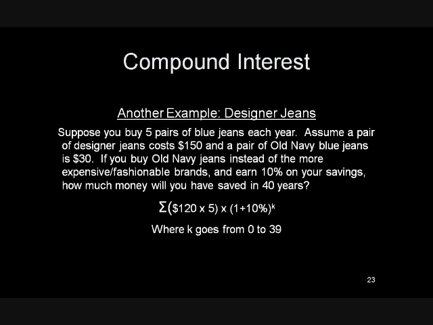Okay, so our savings are $120 times 5 per year. The compounding frequency is 1, so there's no denominator here below the interest rate. And then K goes from 0 to 39 because we're looking at a 40-year period. So we plug all those numbers into the formula. It should look like this. This is our annual savings. This is our annual interest rate. Compounding frequency is 1. Number of years is 40.